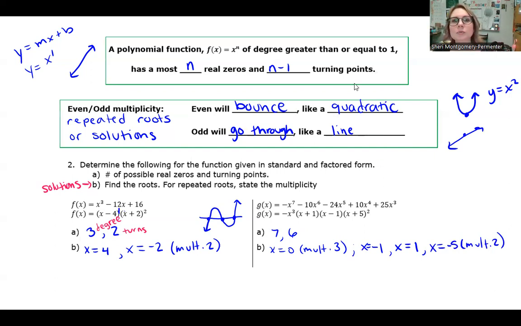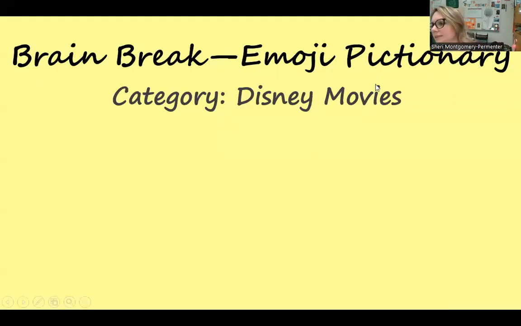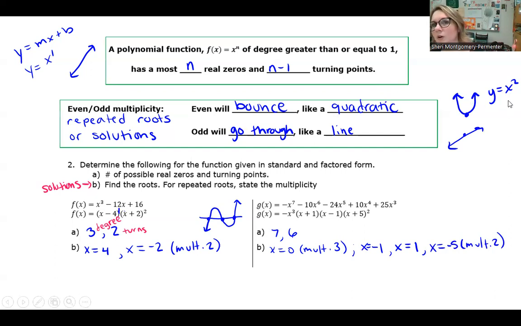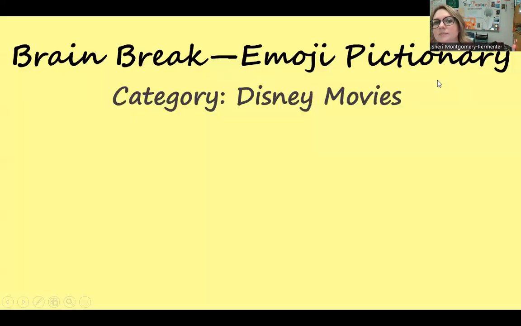Okay, let's take a little break. We're gonna do emoji Pictionary again. We're gonna see how good you guys are at Disney movies. Well, Pixar is not Disney. Oh, well, I guess it is. Disney Pixar? Yeah, I guess it is. Okay, Disney movies. Aladdin. Frozen.